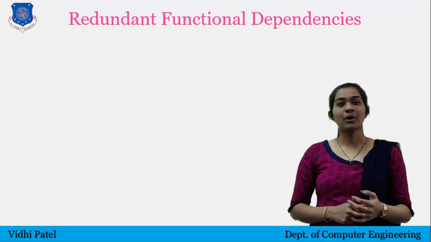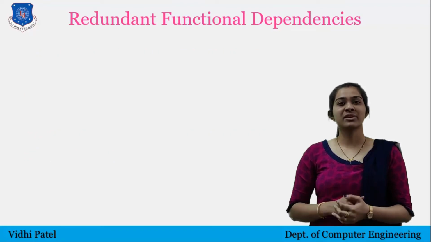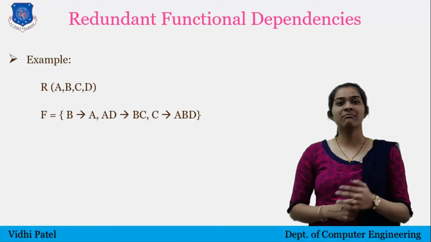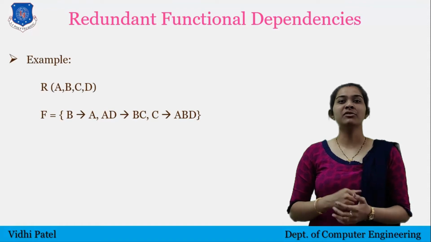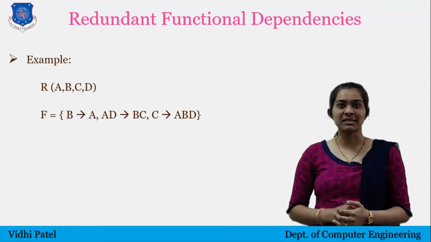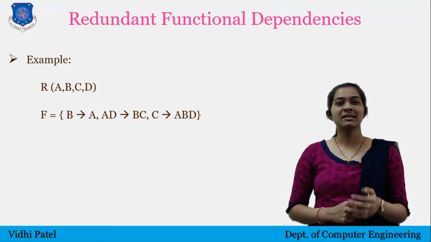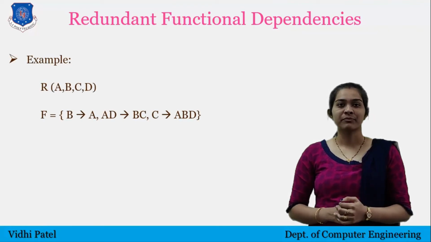To understand how to detect and remove redundant functional dependency, let's take an example. We have relation R having attributes A, B, C and D, and attribute set F has functional dependencies which are B determines A, AD determines BC and C determines ABD.